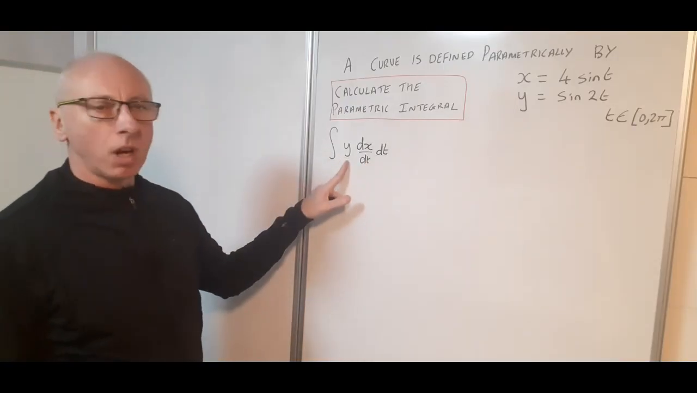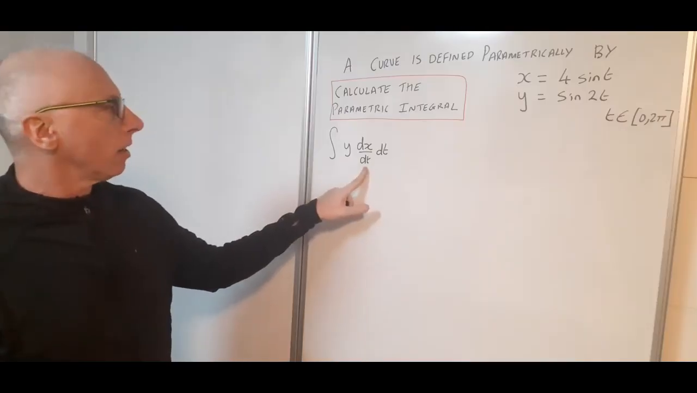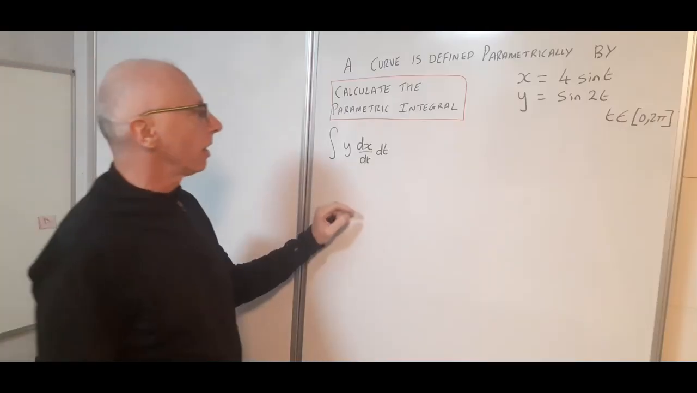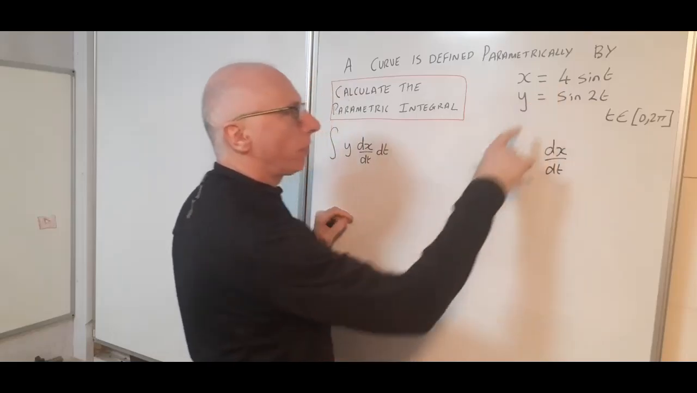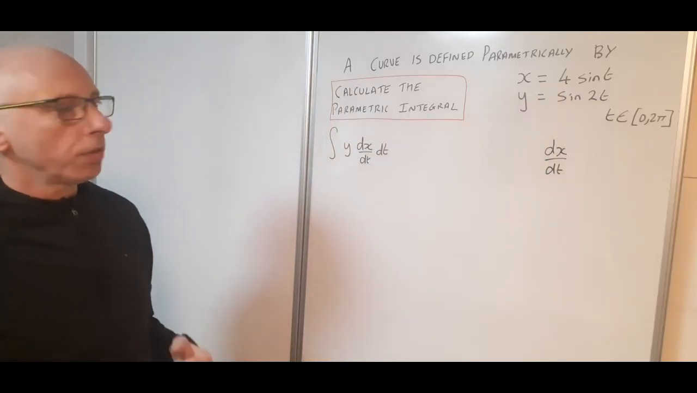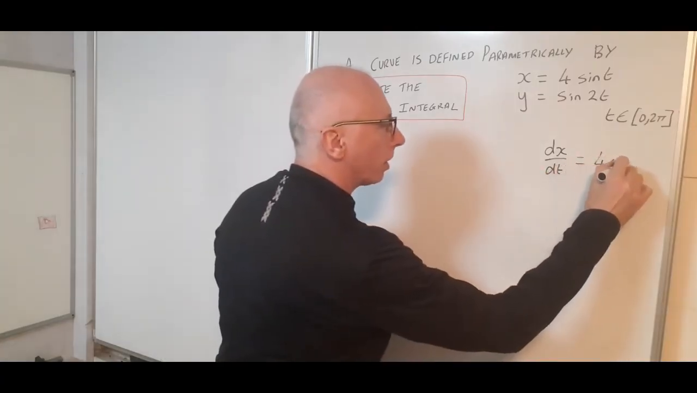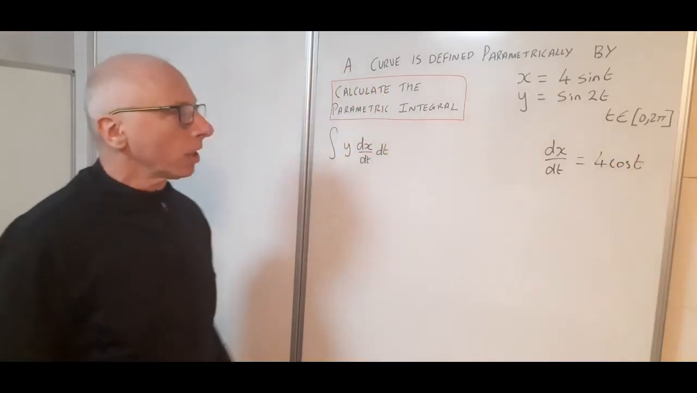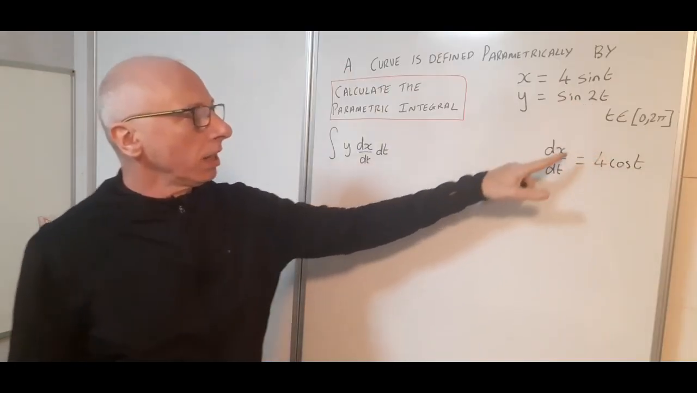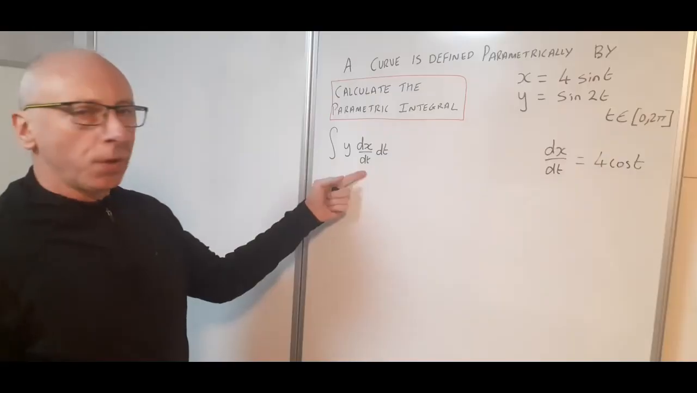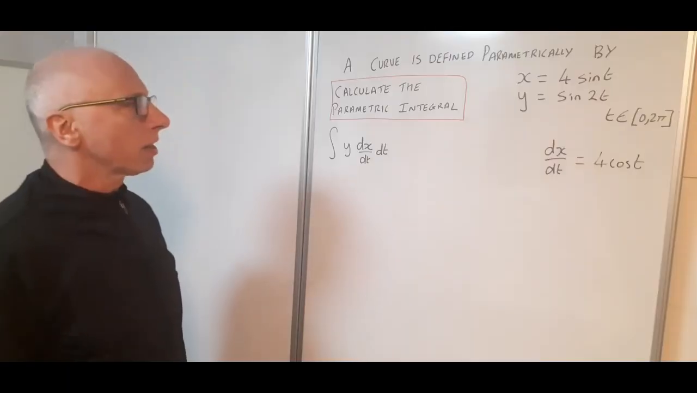So for that, we've got our y already, and now we need our dx. So let's work out our dx/dt. That's just the derivative of x with respect to t. So the derivative of 4 sine t is simply 4 cosine t. So that's pretty cool. Now what we need is this y equals sine 2t. So if I put my 4 cosine t in here, and I've got a sine 2t, that's going to make things a little bit awkward.